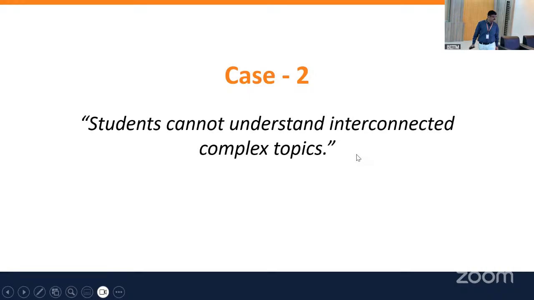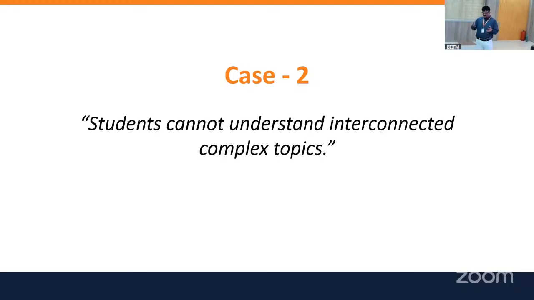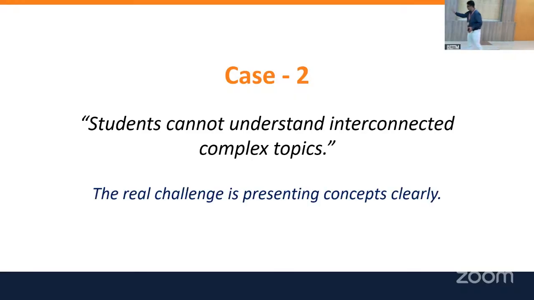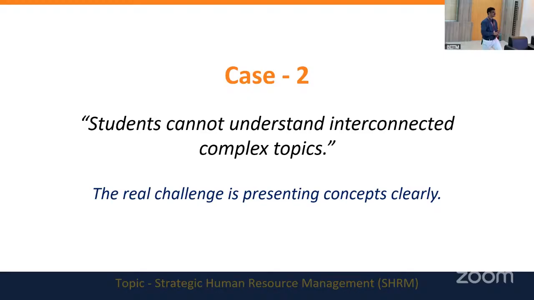So the case number 2, students cannot understand interconnected complex topics. So for that, a visual representation is necessary. Next. I'm not using that remote. You have to manage. So I have to present that clearly. Next. As it is through Zoom meeting, while using that remote, it is disturbed. Okay, slow.